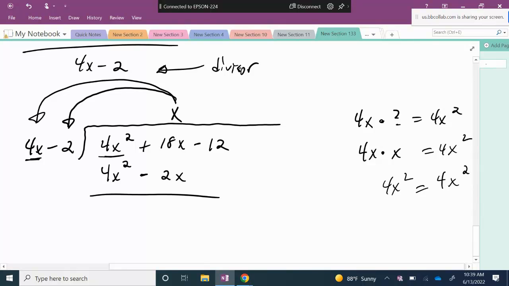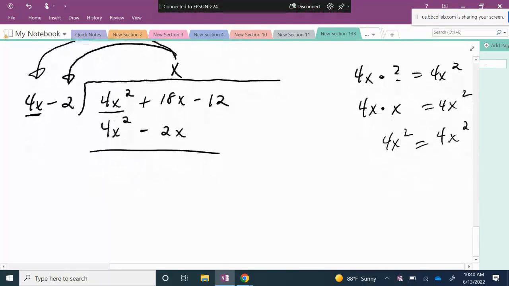Right, so we use the multiplier x. So then we distributed x. x times 4x is 4x squared. x times negative 2 is negative 2x. From this point, we must change the signs. Right? So here's what I mean by changing the signs.